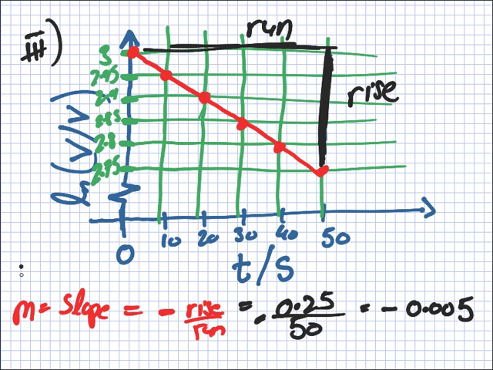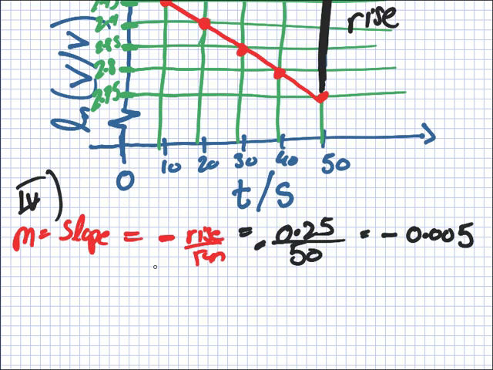So part 4, I want the time constant. So who remembers what's the formula for the time constant from the slope? Yeah, minus 1 over the slope, isn't it? Yeah, thanks, Steve. Minus 1 over that. 200 seconds.